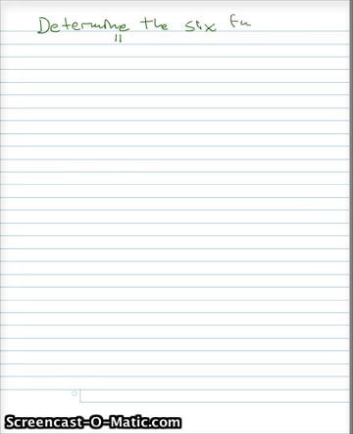We want to get the 6 trig functions this time: sine, cosine, tangent, secant, cosecant, cotangent. We'll try to do all 6. And we are looking at 11 pi over 6. Now let's think about where that is. 11 pi over 6. 2 pi is 12 pi over 6. So 11 pi over 6 is just a little bit short of 12 pi over 6. 11 pi over 6 is a little bit short of 2 pi.